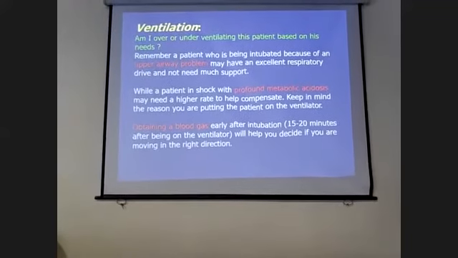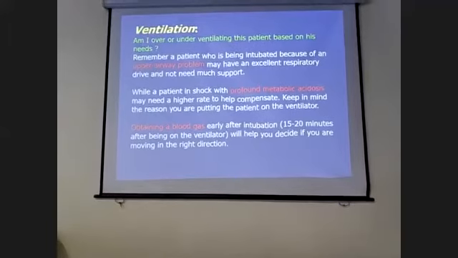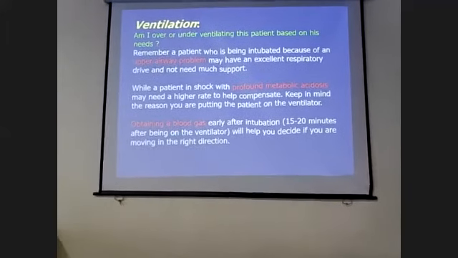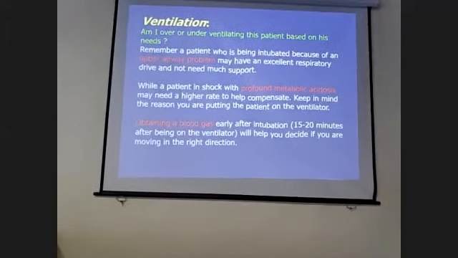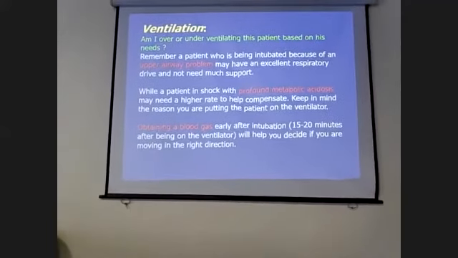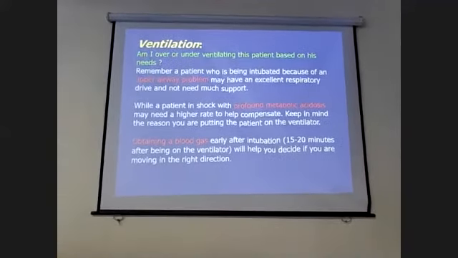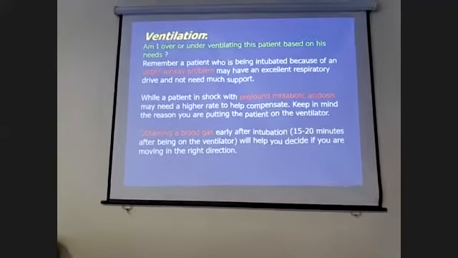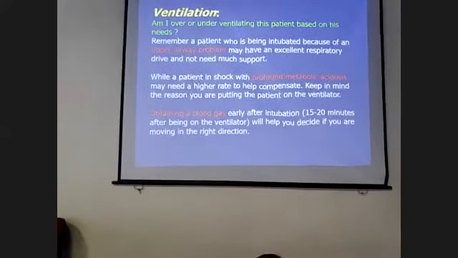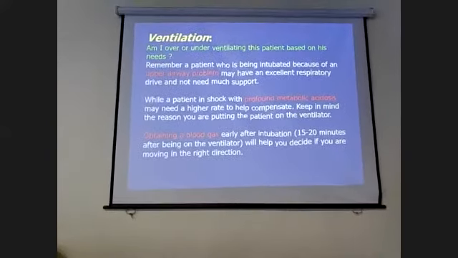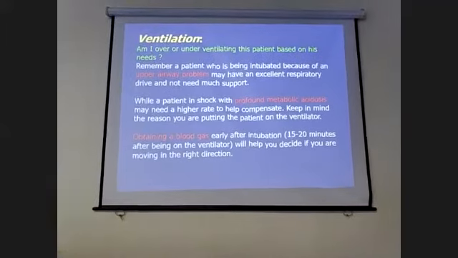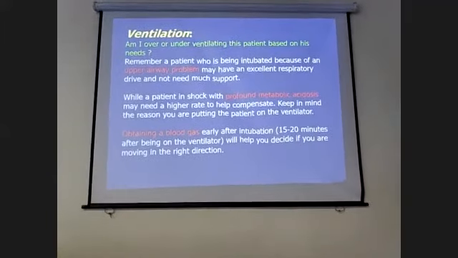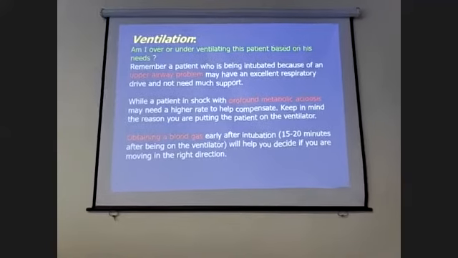While a patient in shock with profound metabolic acidosis may need a higher rate to help compensate. Here there is a demand-supply mismatch. The patient's demand is high and you need to give a higher amount of whatever support is needed. Since the patient is on the ventilator, you can always control the demand with your ventilator.